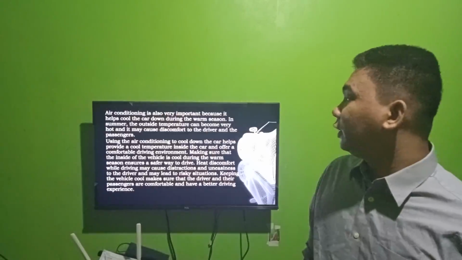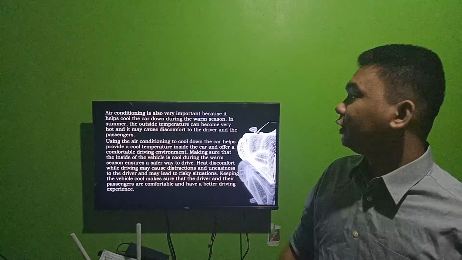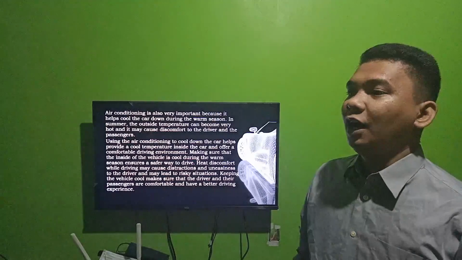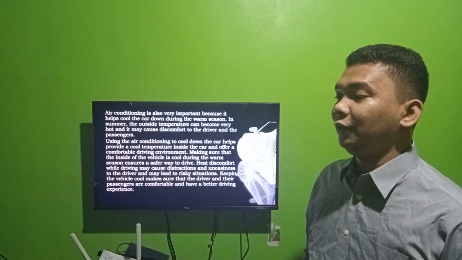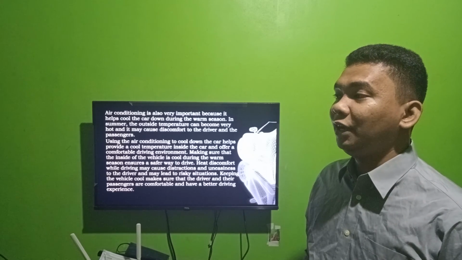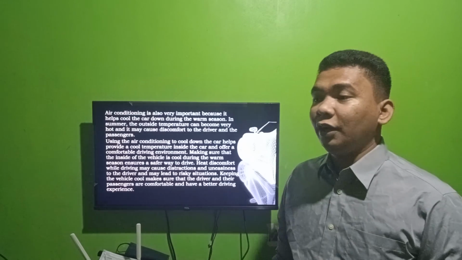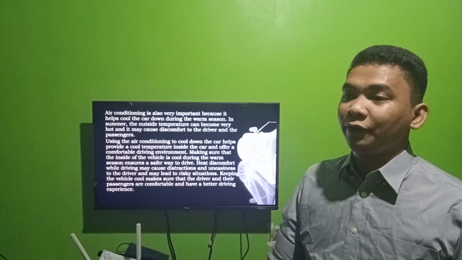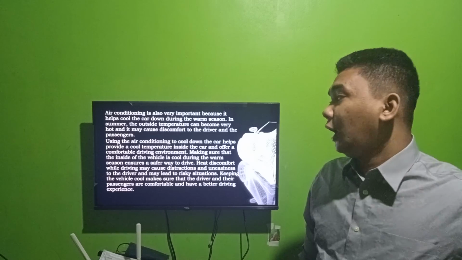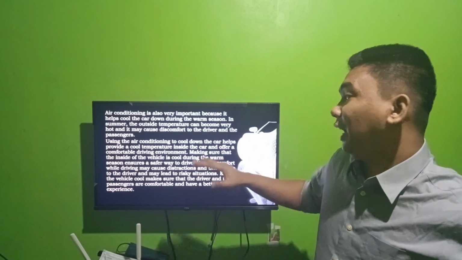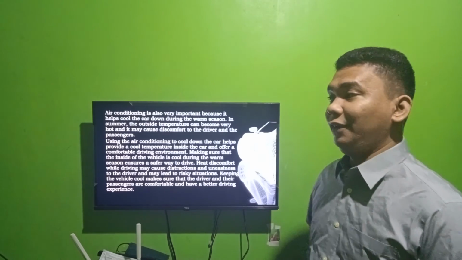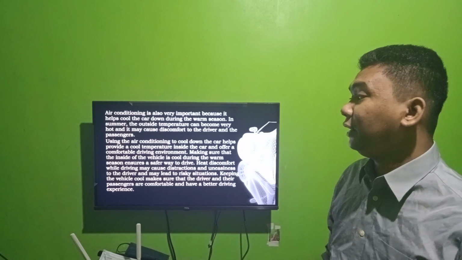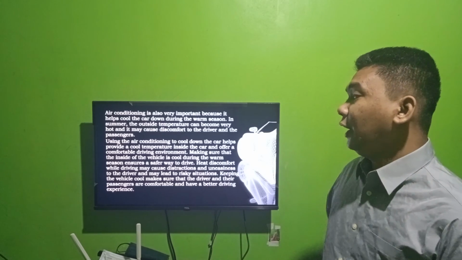Alright, so first, air conditioning is very important because it helps cool the car down during the warm season. Like what I said, if we are traveling, we all want a cool environment, a cool ambience inside the car. Most of the time we are traveling for a vacation in the summer season. That is a very warm season here in the Philippines, since we are a tropical country. So every summer, the outside temperature can become very hot and cause discomfort to the driver and also to the passengers.